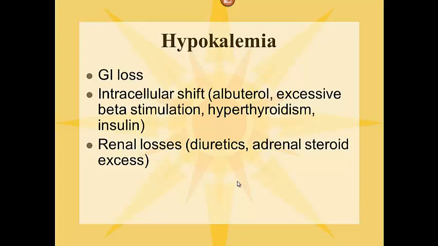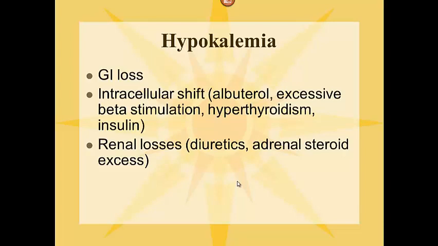Glycogenesis, hyperalimentation, any type of thyrotoxicosis, such as in hyperthyroidism, and of course renal losses. And the renal losses would include diuretics, of course, any type of adrenal steroid excess, such as Cushing syndrome.